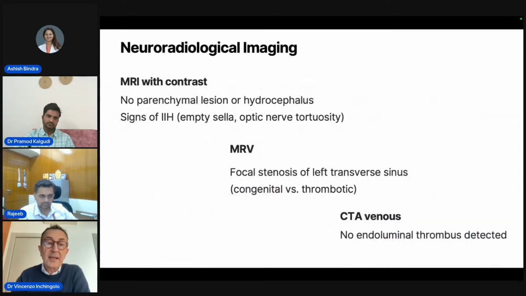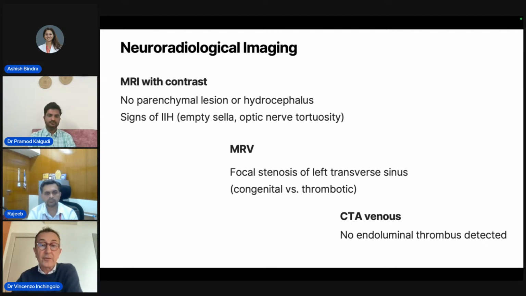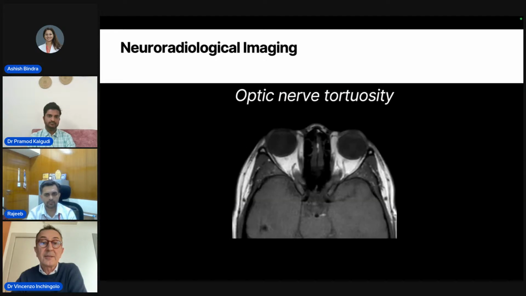This is the neuroradiological imaging, MRI with contrast, venous study, and also the study of venous flow with the CT scan. And you can see there are no parenchymal lesions or hydrocephalus, and there were signs of intracranial hypertension, like empty sella, optic nerve tortuosity, and the MRI showed a focal stenosis of the left transverse sinus, and you can see here the tortuosity of the optic nerve.